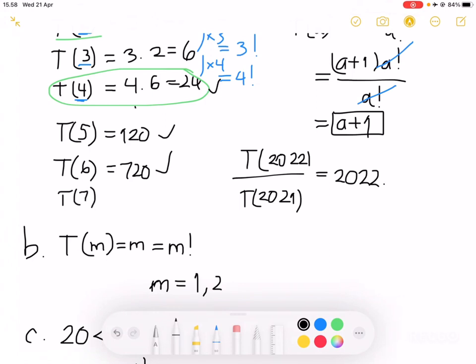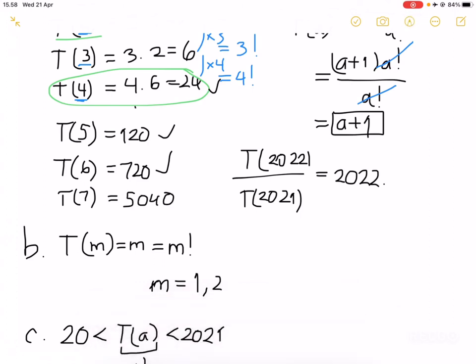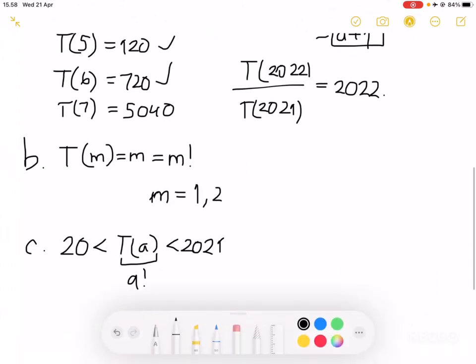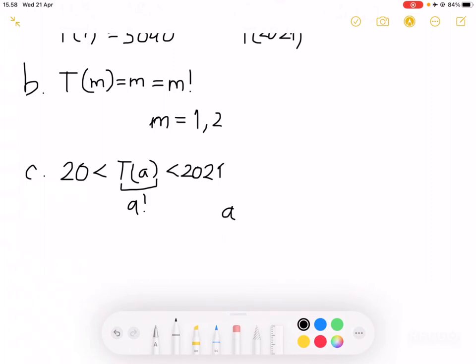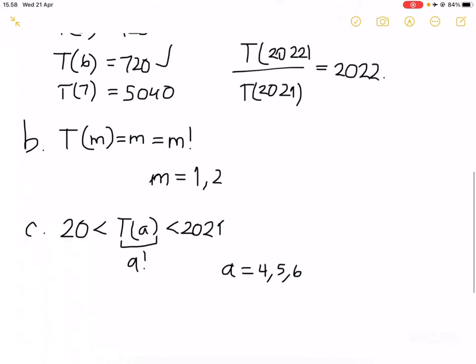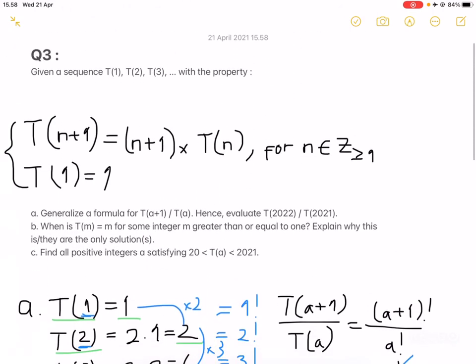And T of 7 unfortunately does not satisfy this, since it is 5040, which is way out of the bounds of 2021. So the only a values that satisfy this are 4, 5, and 6. And that concludes this question as well as this video.